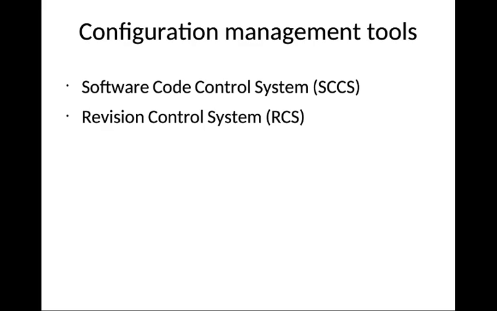Then there are several configuration management tools also available. There are two popular tools. One is the source code control system, known as SCCS, and there is the revision control system also, RCS. Whatever modules there are, they will be automatically numbered. A version or release can be numbered accordingly, like 1.1, 1.2, 1.3. So there are various configuration management tools available. That's all about configuration management.